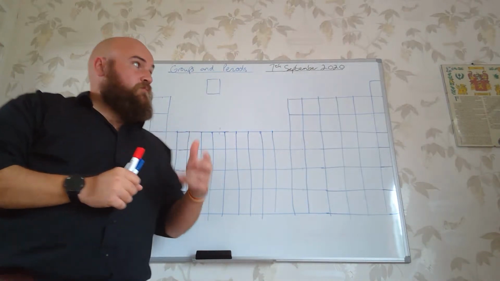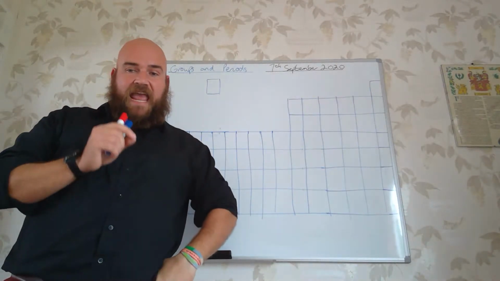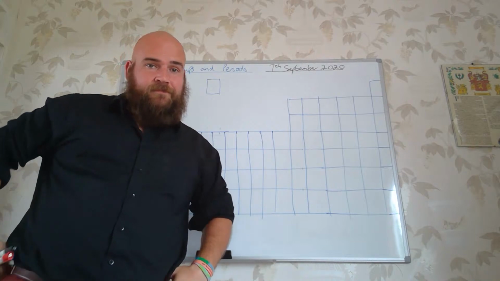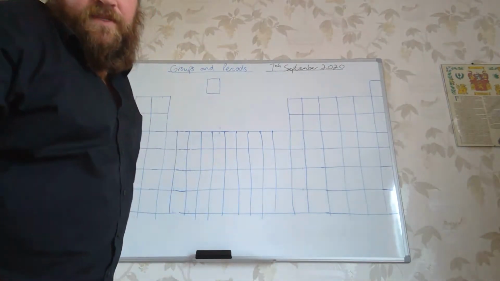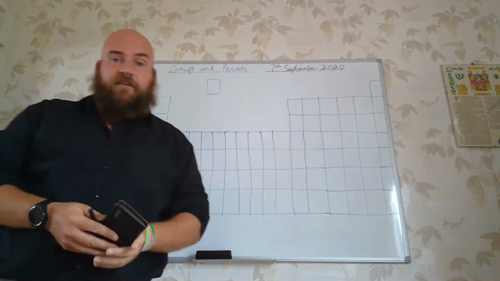Title in your books. Remember, write in black ink and underline with a straight edge. So you can use a ruler or your ID card. So I'll let you do that, and then we'll have a discussion about groups and periods on the periodic table.